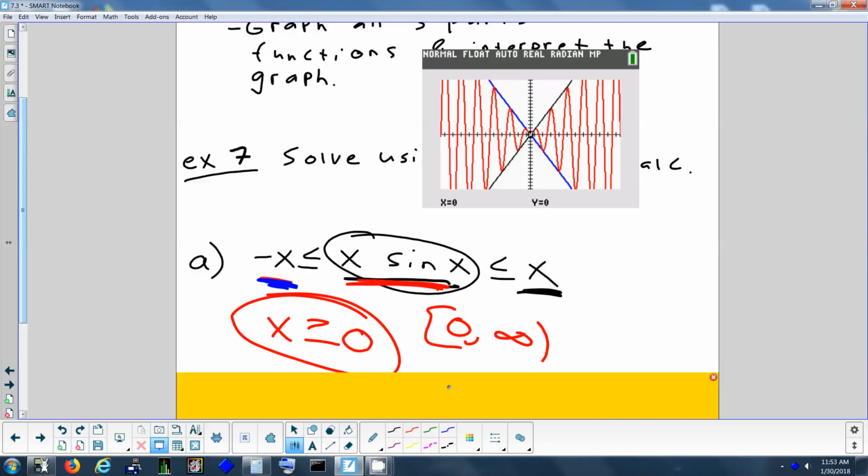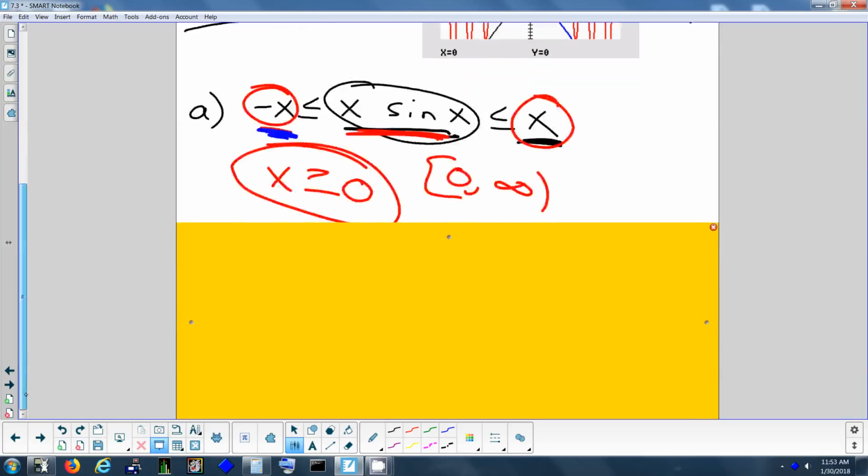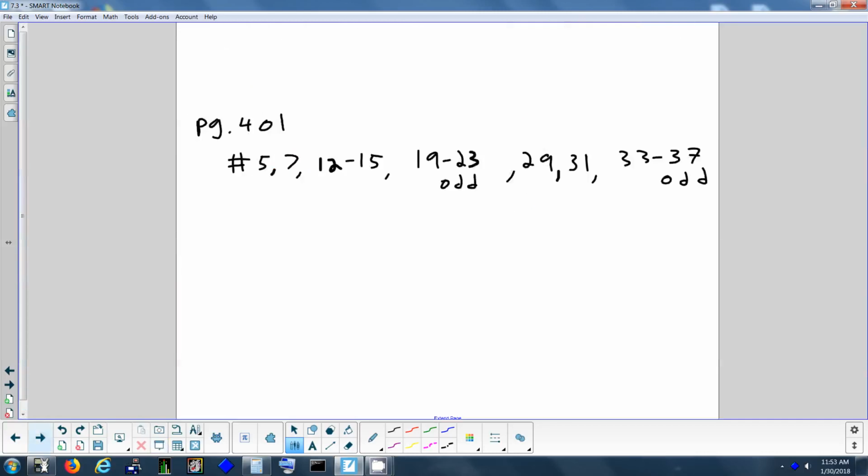As far as, do you need to put plus 2 pi k or anything like that here? No. Because x is not a trig function. Negative x and positive x are not trig functions. So they are not periodic. Okay. Any questions on that? All right. And I think that's pretty good.